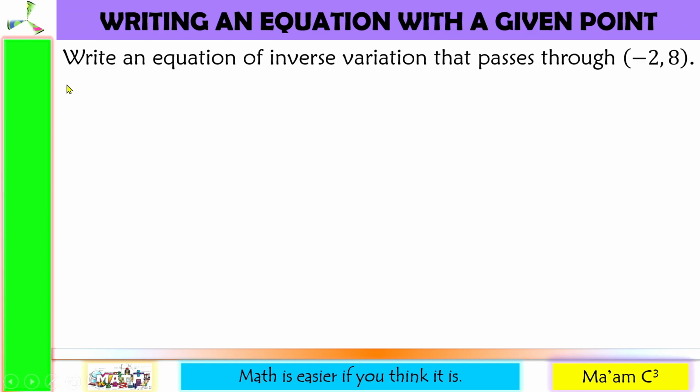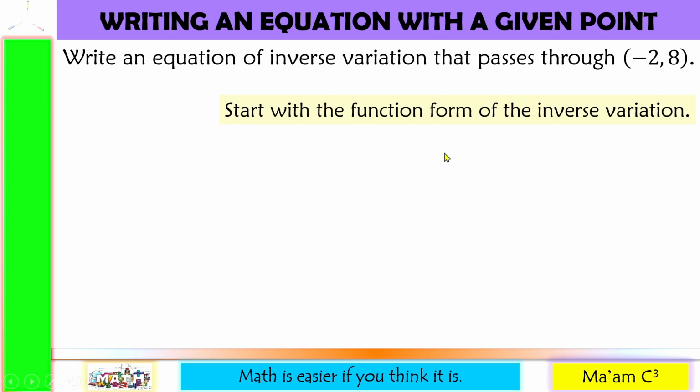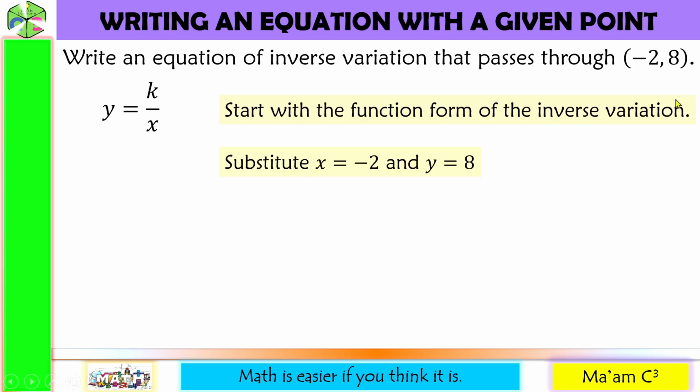So let's have an example. Write an equation of inverse variation that passes through -2, 8. Step 1 is start with the function form of the inverse variation, and that is y is equal to k over x. Step 2, let us substitute the values of x and y. So our x is -2 here, and our y is equal to 8 here.